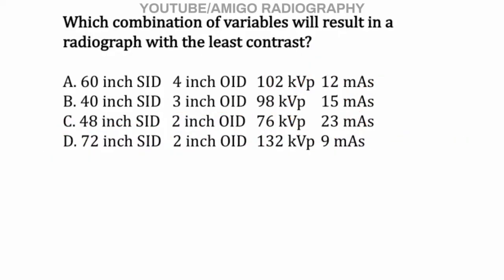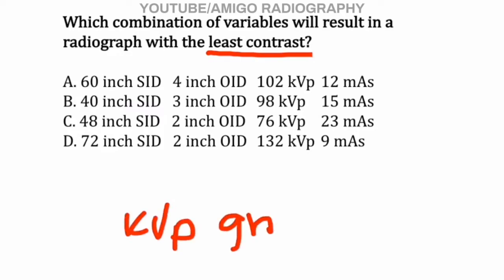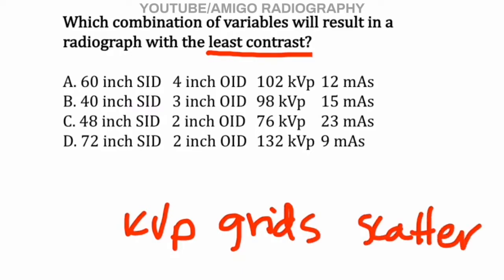Here's our last question dealing with these combinations of factors that affect our image quality. Which combination of variables will result in a radiograph with the least amount of contrast? So again, key on that keyword there. We're looking for the lowest contrast. If you remember, contrast is affected by kVp, it's affected by grids, it's affected by anything really that affects the total amount of scatter that's produced in the radiograph or reaching the radiograph.